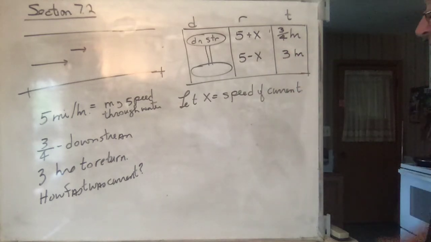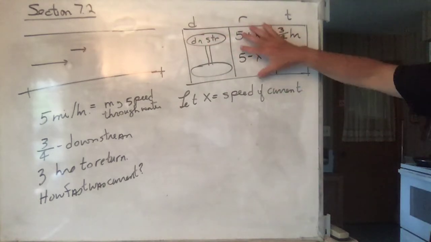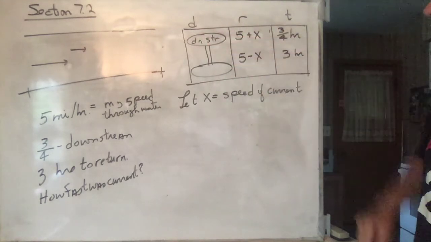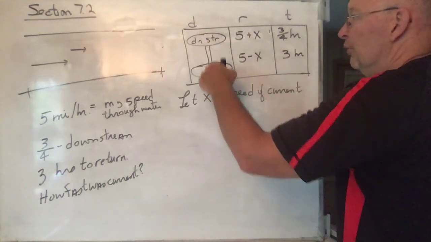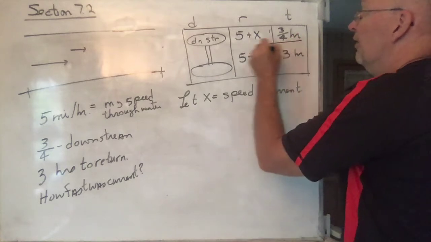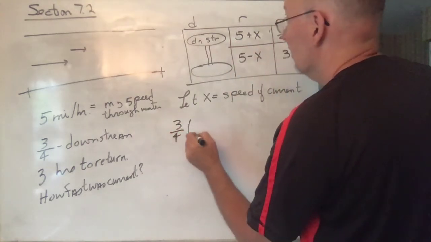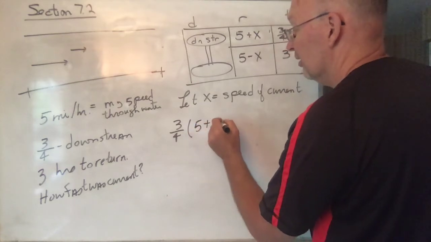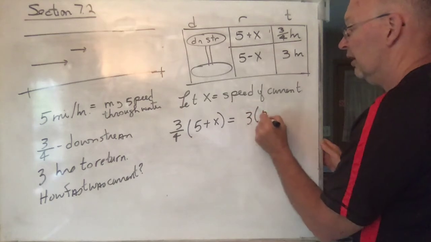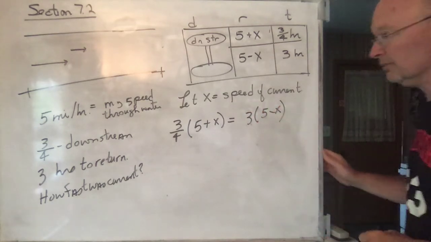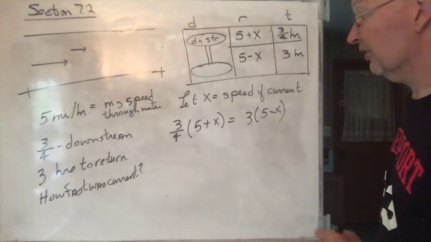Okay? So it's kind of interesting because it shows we don't even have to find out what the distance is. All we have to do is realize that since those two distances are the same, this distance, which is going to be 3/4 times 5 plus x, has got to be equal to 3 times 5 minus x. And now we can actually find what the speed of the current is. Let's go ahead and do it.